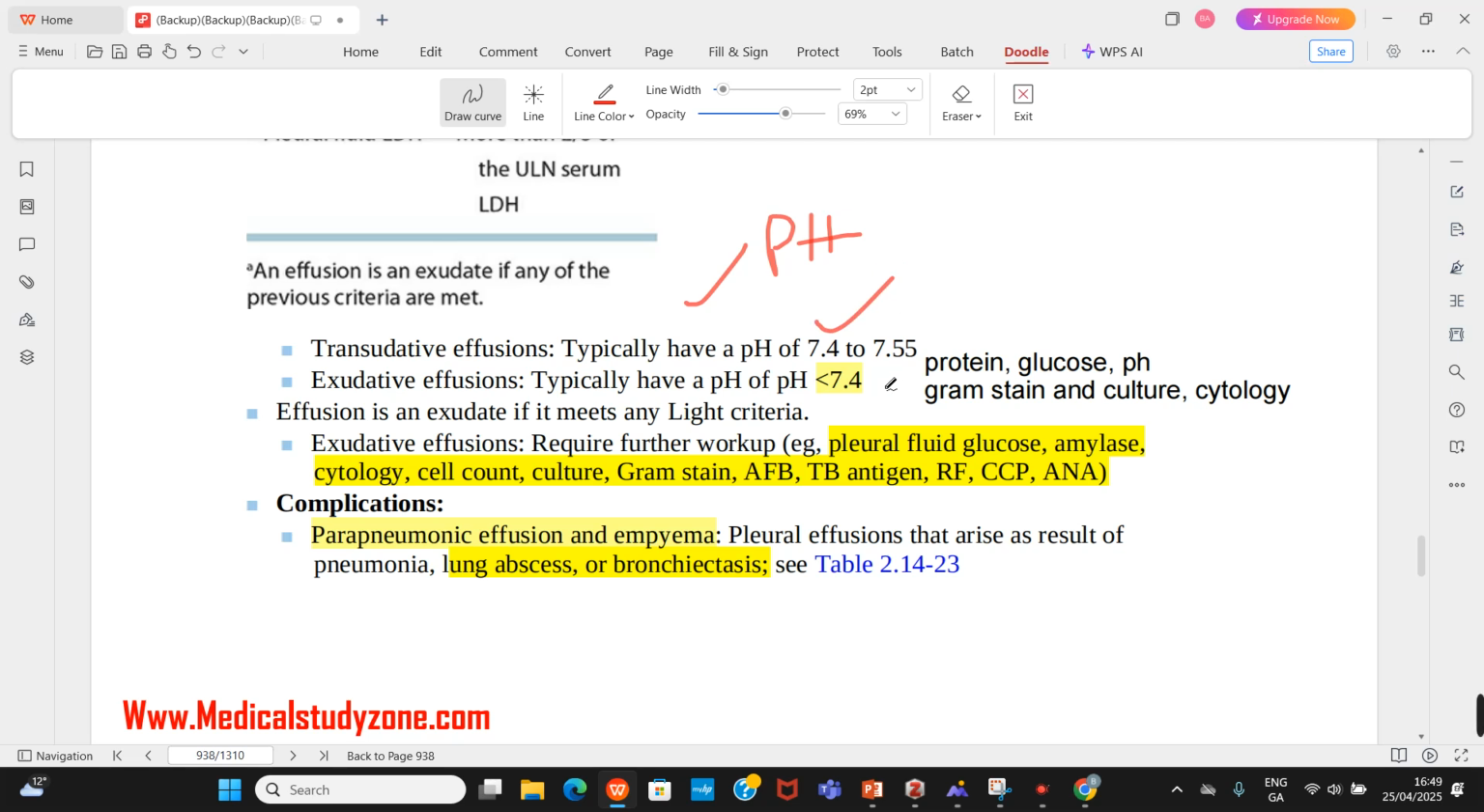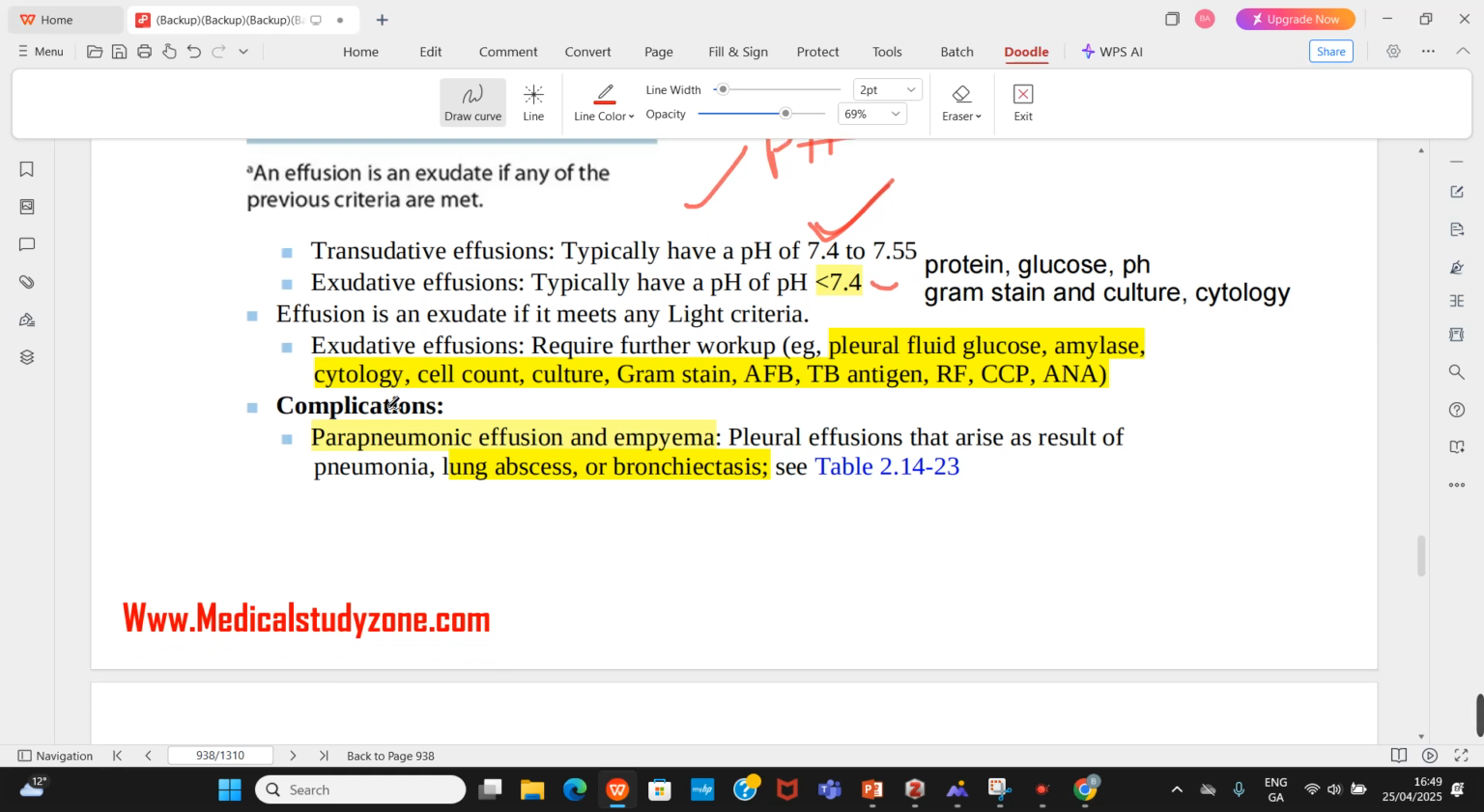Once you are seeing a pH of less than 7.4, have a high index of suspicion that it's going to be exudative. 7.4 is the cutoff. Once it's more than 7.4, it's likely to be transudative. Once it's less than 7.4, it's likely to be exudative. So exudative effusions meet the Light's criteria that we have talked about.